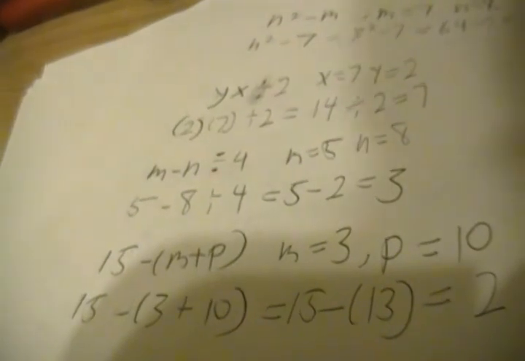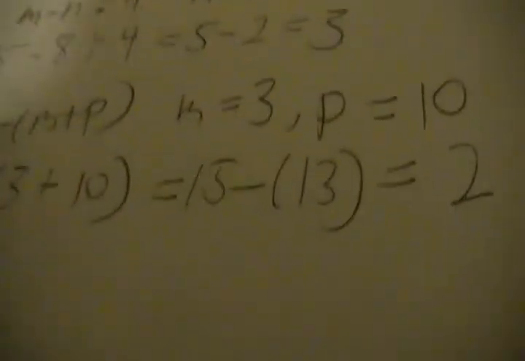Alright, so this is kind of an introduction to something like algebra, where we have variables such as m plus p. But in this case, they give you the values of m and p, so you just plug them into the expression and then you just work it out. It's not too hard.